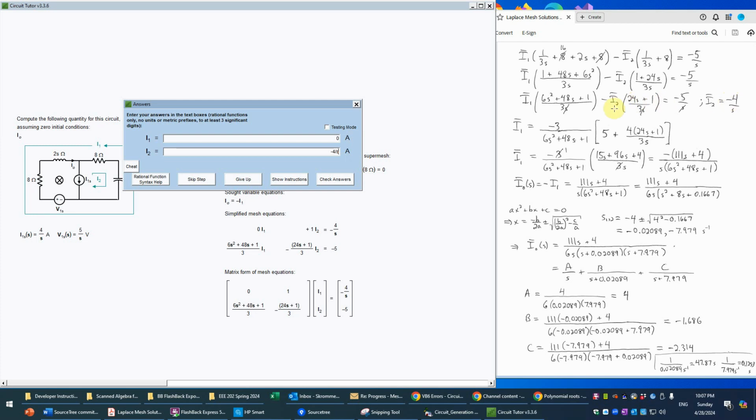And because of this minus sign, it's going to be positive, so it's going to be negative when it gets over here, and we've already factored out the minus sign. So that's going to be basically the 4 here times the 24s plus 1.